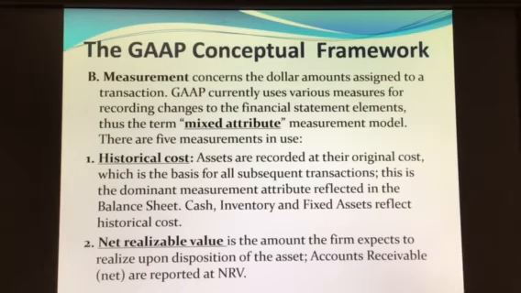The first is historical cost. Assets are recorded at their original cost, which is the basis for all subsequent transactions. For instance, we will record our inventory purchases at cost, and then later on, when we sell that inventory, and it's time to transfer the cost of an inventory item, like that bag of Doritos, from an asset account to expense, we will refer back to the cost of that item, as opposed to the selling price, as opposed to what we might call fair market value or replacement cost. Historical cost, really, as it says here, is the dominant measurement attribute reflected in the balance sheet.